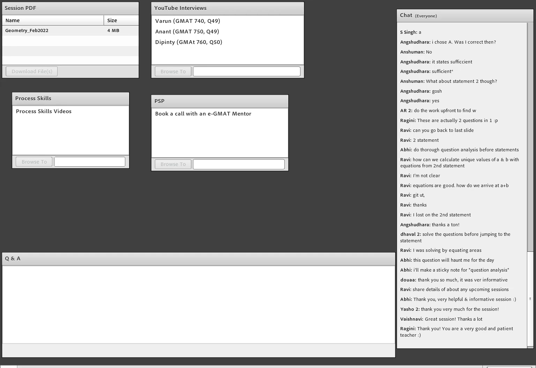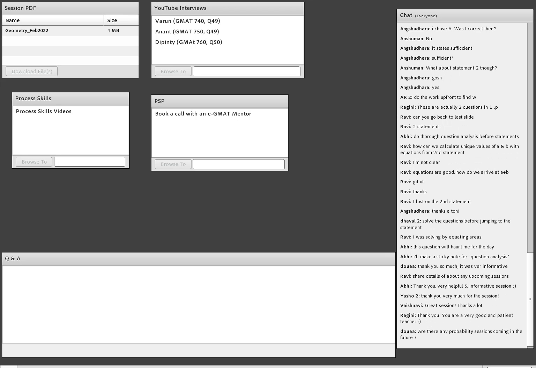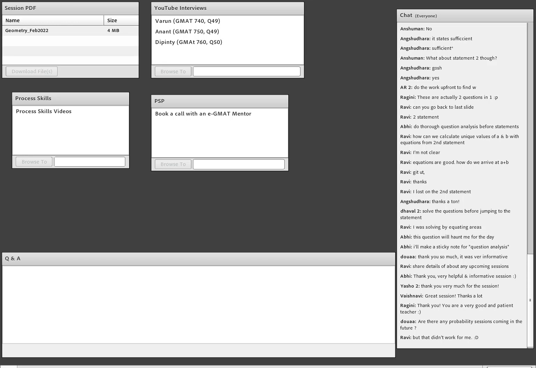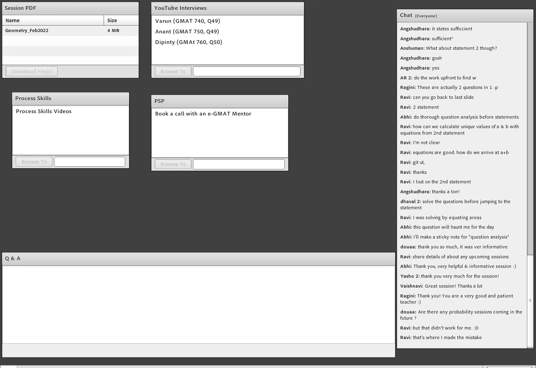So let's see some feedback. Thanks a ton. Thank you, Anshudara. Dhaval says solve the questions before jumping. Very important learning. Ravi was solving by equating areas. Yeah, different approaches do work. This question will haunt me for the day. That's good. Abhi, the point is, I don't think you'll ever make the same kind of mistake again. In another similar question, you are never going to make the same mistake again. So any feedback is good feedback.